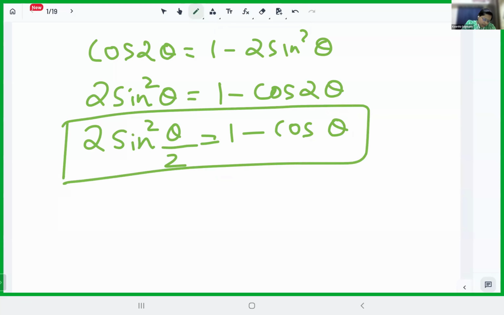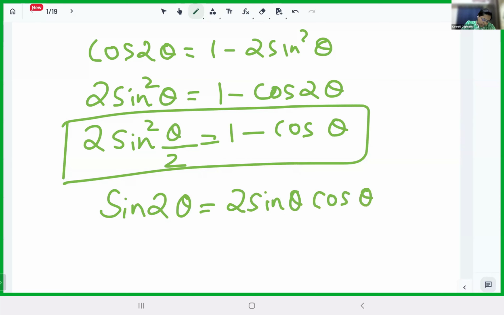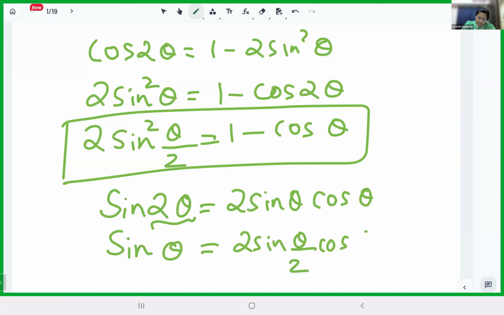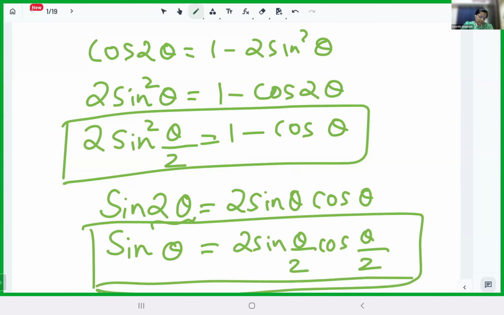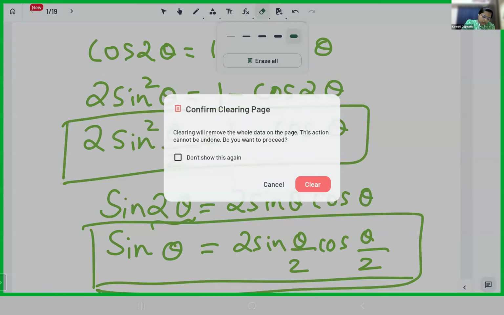Similarly, you have all studied sine 2 theta is equal to 2 sine theta cos theta. Considering the half angle, 2 theta will become theta. Sine theta is equal to 2 sine theta by 2 cos theta by 2. This is another half angle formula. So I have derived three identities. These three identities are important in order to solve the problems of this section. In this question itself, we have to apply two of the identities that I have written here.